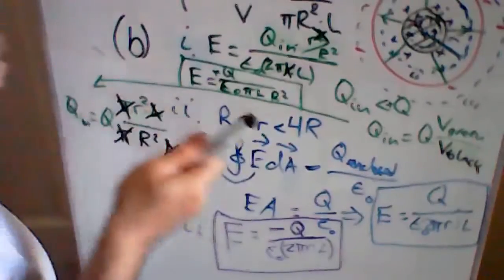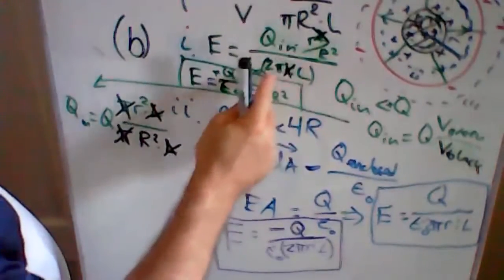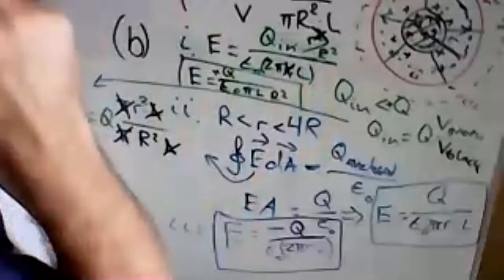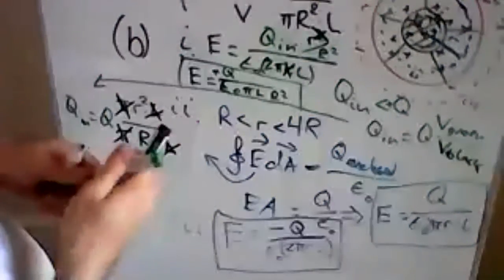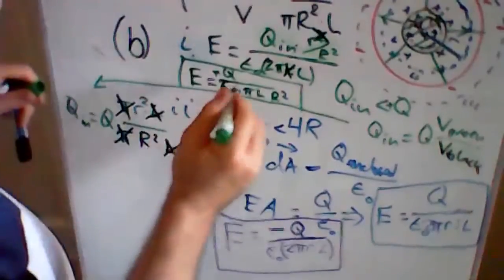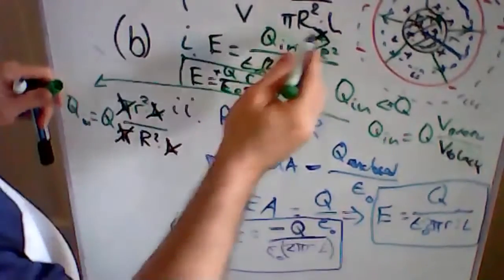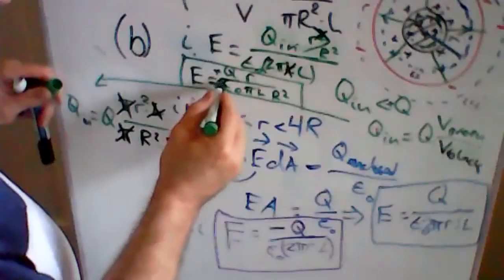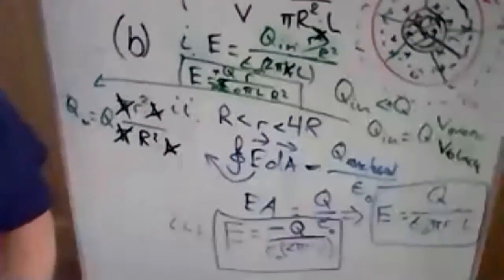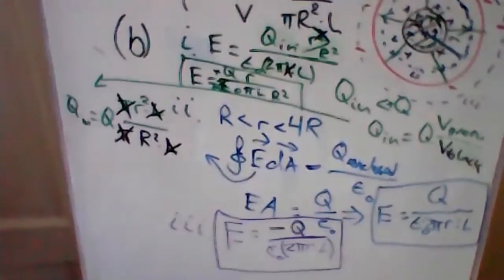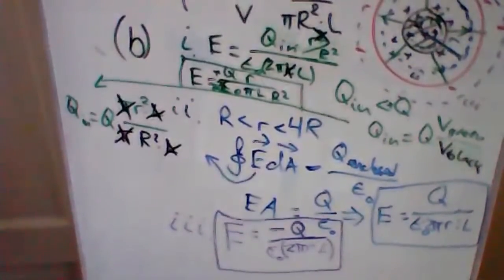So let's take a look here, and this cancels. There's an r squared on the bottom, and there's one r on the top. And then there's also a 2 that we lost on the bottom. There's the r on top, and then there's a 2. There we go. So qr over 2 epsilon naught pi l r squared. And hopefully that matches up now. Yep, there it is.